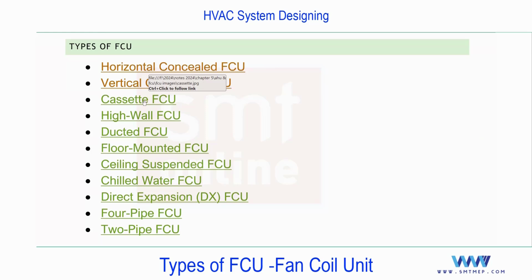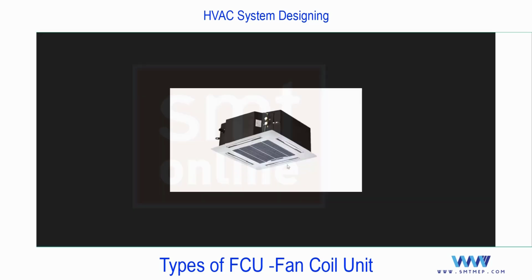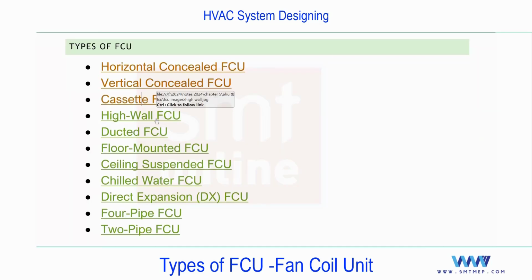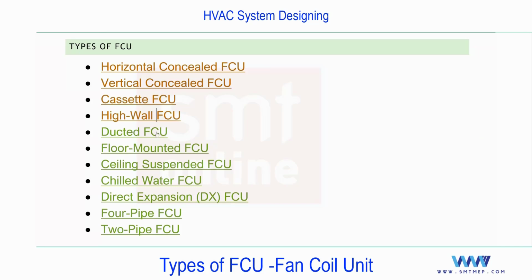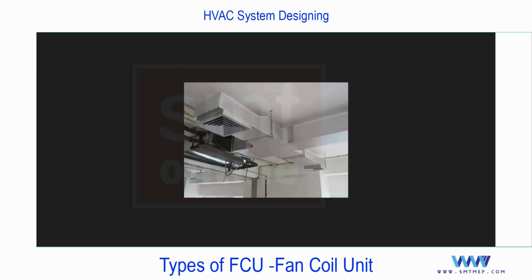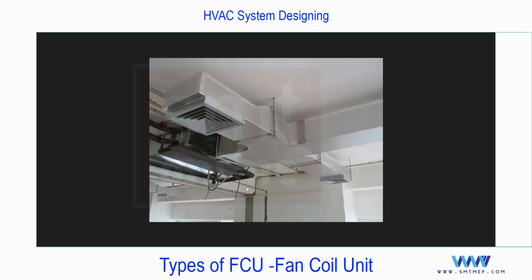Next, everyone knows about this cassette. We discussed in detail this cassette FCU, right? Next, we have a high wall. You know this high wall also. We discussed it in detail. Next, we have a ducted FCU. Ducted FCU means we can use the duct. And don't think that ducted FCU means it is used to supply for multiple spaces. You know the capacity of the FCU is limited, no? So it can be for one space for even distribution of air.